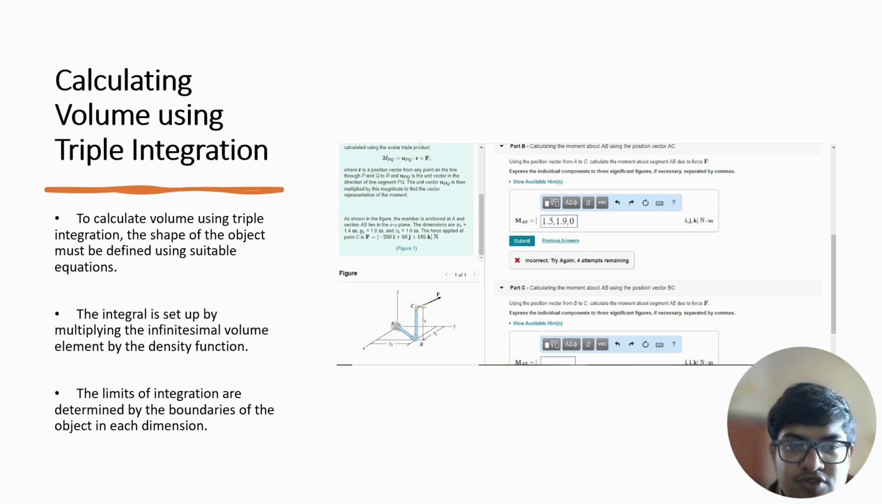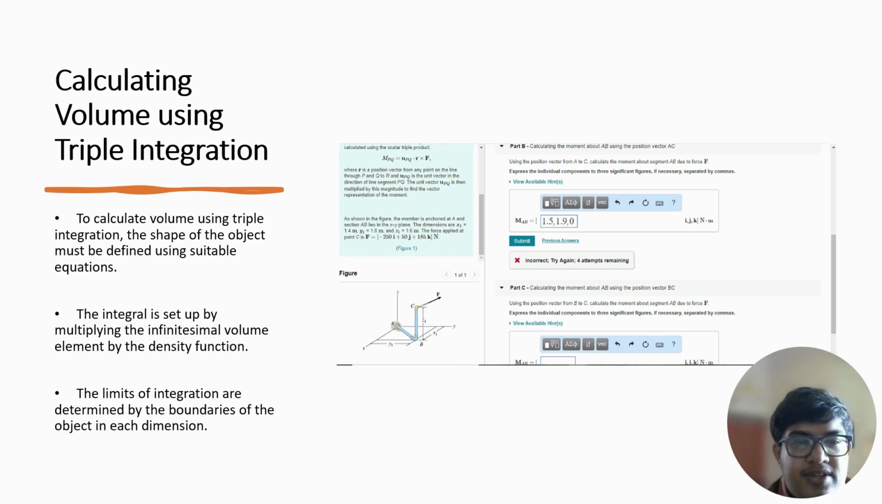Calculating volume using triple integration. To calculate using triple integration, the shape of the object must be known. By this, it means that the shape should have a defined equation that represents that shape. Only then will we be able to calculate, or else it won't be possible.